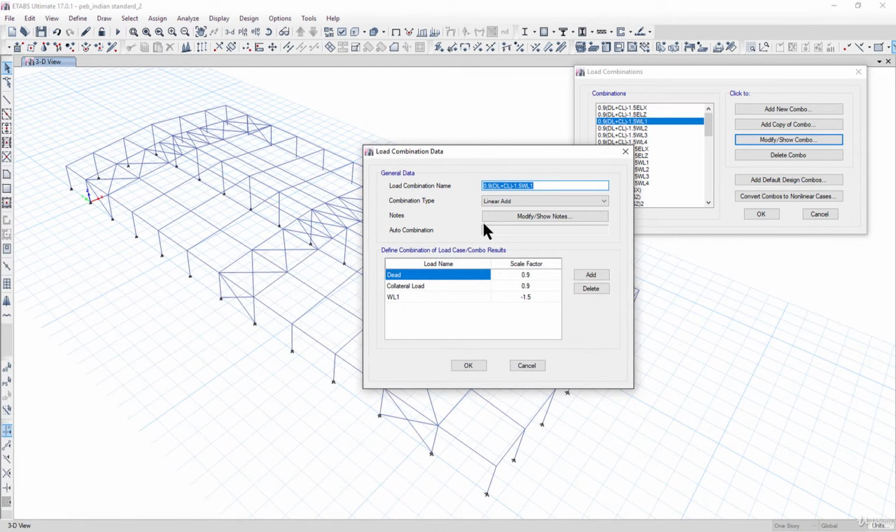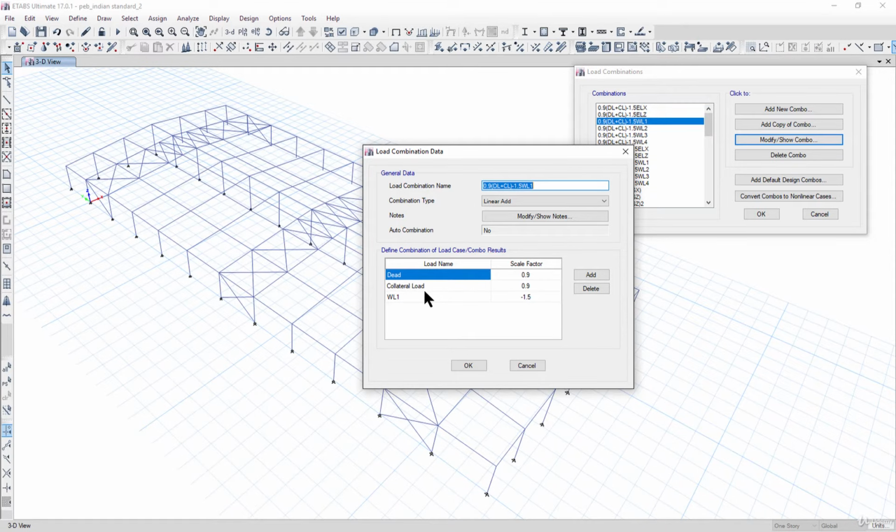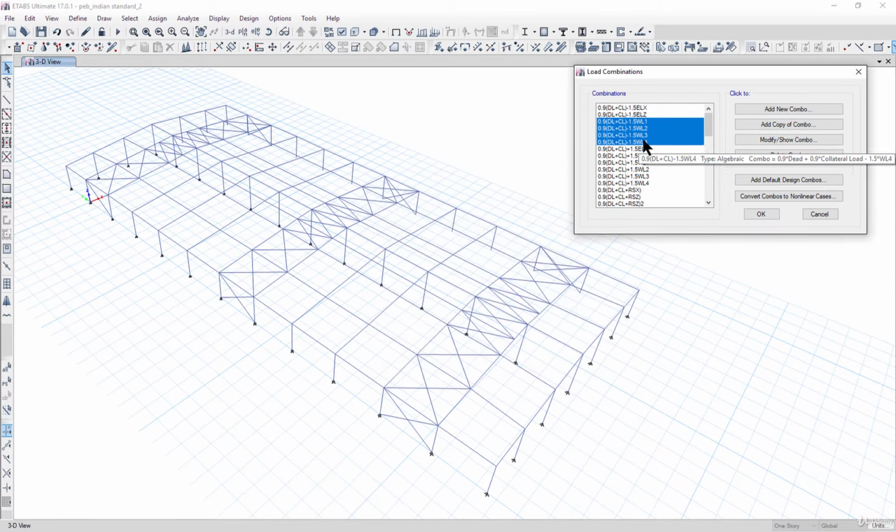So this is a mistake made by most inexperienced engineers. What they do is they hurriedly go for add default design combos and don't delete this minus 1.5. So all this load that was going in the upper direction, or will act towards the structure, makes it much more uneconomical, over designed and undesirable, because that type of loading will not act on the structure. So there is no point in designing the wind load in minus direction for this case only. So what we need to do here is select the minus load patterns and delete them.